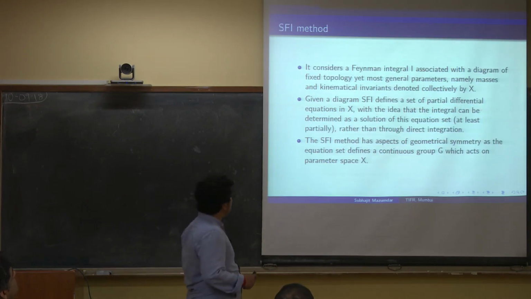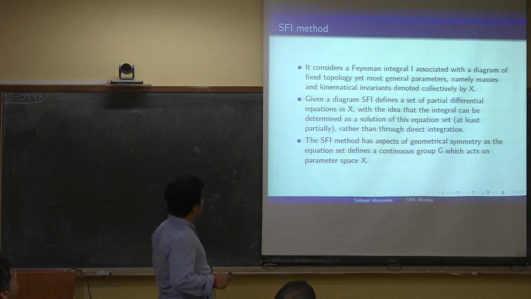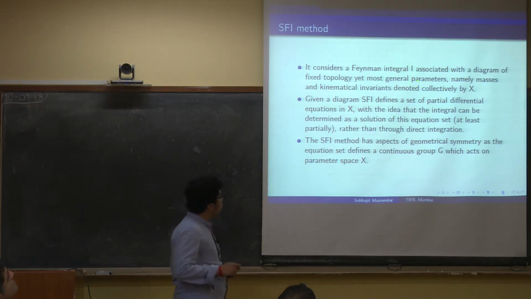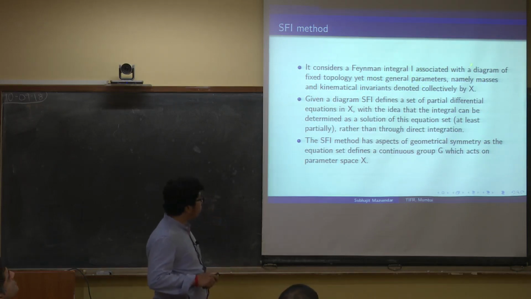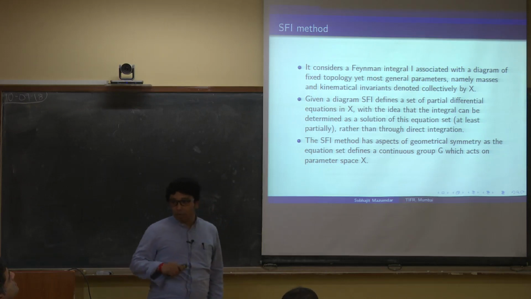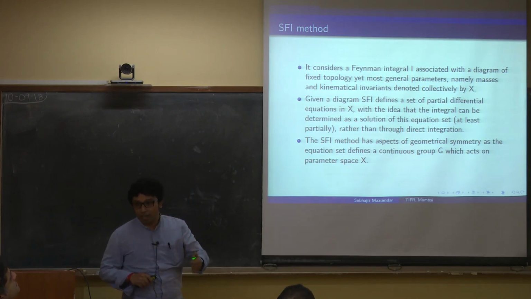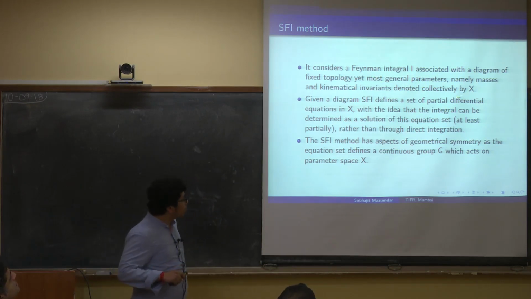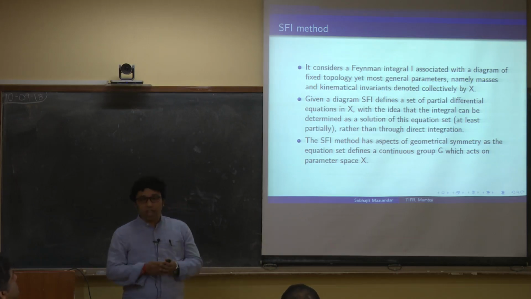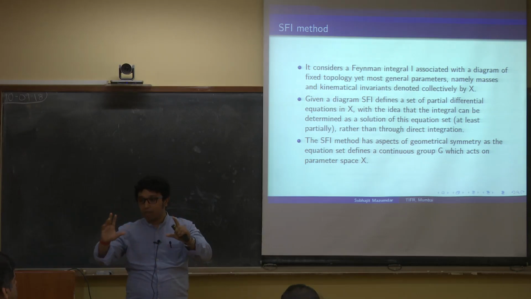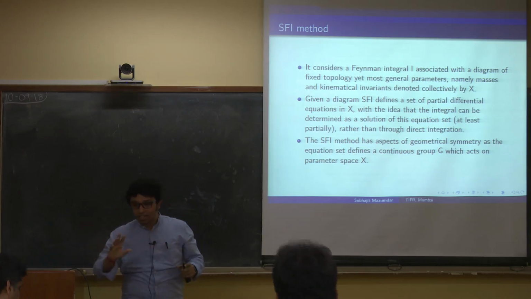Suppose we consider a Feynman diagram I with a fixed topology. The Feynman integral will depend on some parameters. The parameters will be the mass squares flowing in the propagators, and if there are some incoming momenta, the kinematic invariants built out of that. That whole thing I denote by capital X. What is fixed topology? Fixed topology means I am considering one Feynman diagram. I am not changing it. It has a fixed topology.